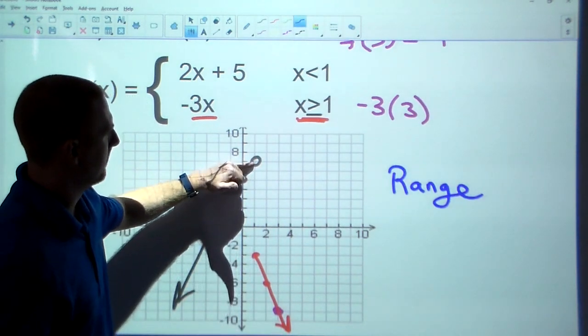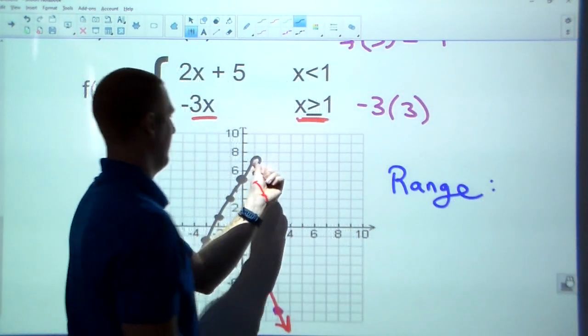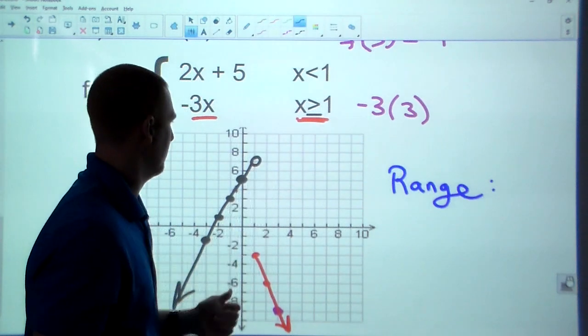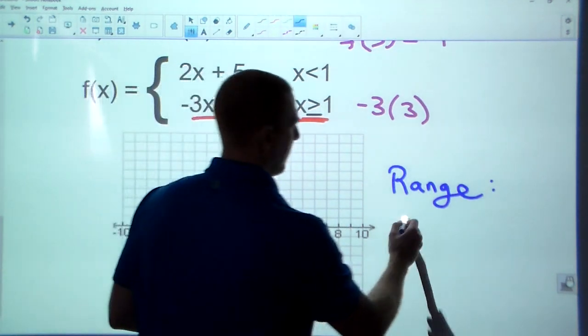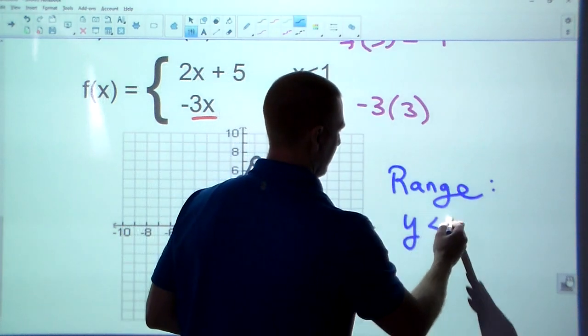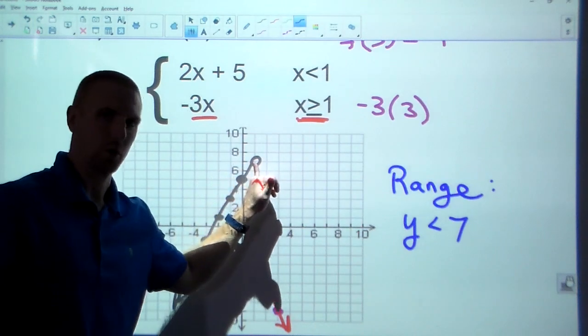So I'll never have 7. I'll never have anything bigger than 7. But I will have any number you could ever imagine, including every decimal and fraction that you could ever come up with that's less than 7. So y is less than 7 would be my range. Not equal to, because we've got an open circle right there.